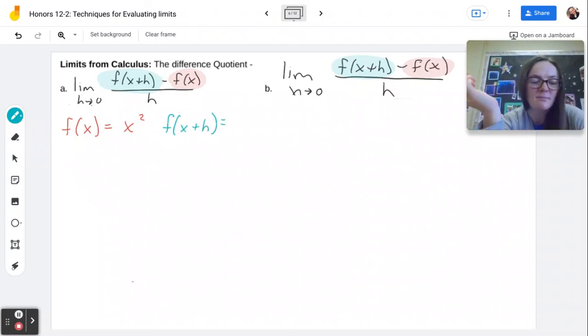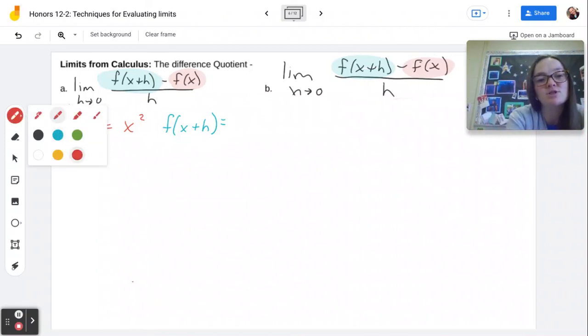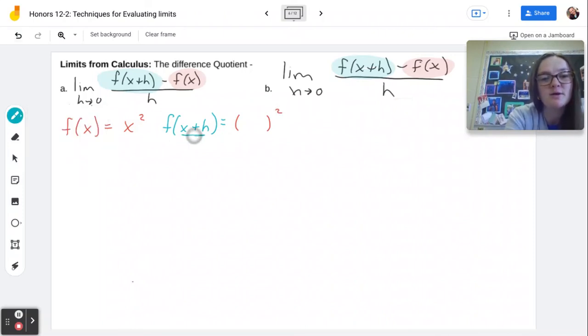Well, this is just a composite function. So this is like a function within a function. I'm going to take the red function, and instead of writing x squared, I'm going to say parentheses squared. Inside the parentheses, I'm going to put my inside function, which is x plus h. Okay, so I know that f of x is going to be x squared, f of x plus h is going to be x plus h squared.